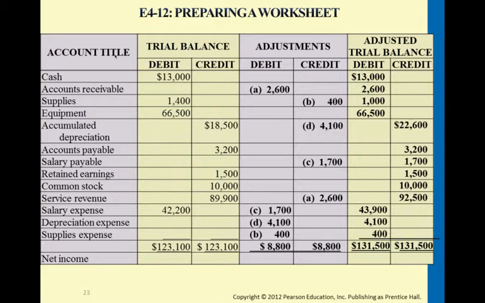Okay, so at the end, you should be getting to a total debit amount, $131,500. Same for the right side. These two should equal to each other. I'll give you a minute if you need to make adjustments. And then I'll go on to the last two columns.